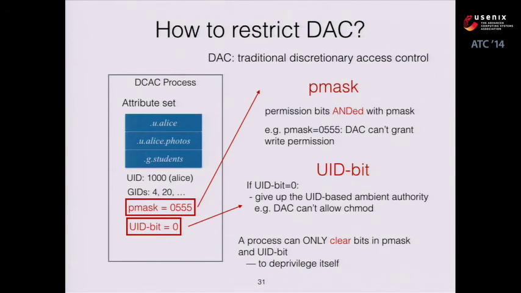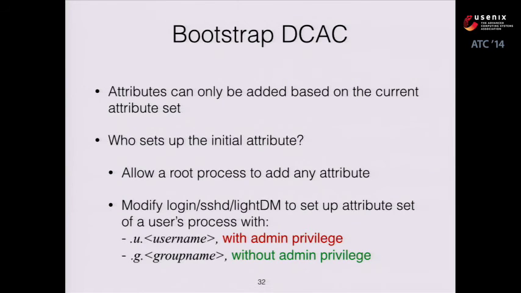And importantly, a process can only clear the bits in pmask and the UID bit to deprivilege itself, not the other way around. You may wonder how we can bootstrap DCAC, because attributes can only be added based on the current attribute set. So who sets the very initial attribute? To solve this problem, we still keep the concept of root and we allow a root process to add any attribute, although we do avoid the use of root in many cases. Then we modify system binaries like login, SSHD, and DM to set up the attribute set of a user process when the user logs in. We add .u.username with admin privilege and .g.groupname without admin privilege to this process.